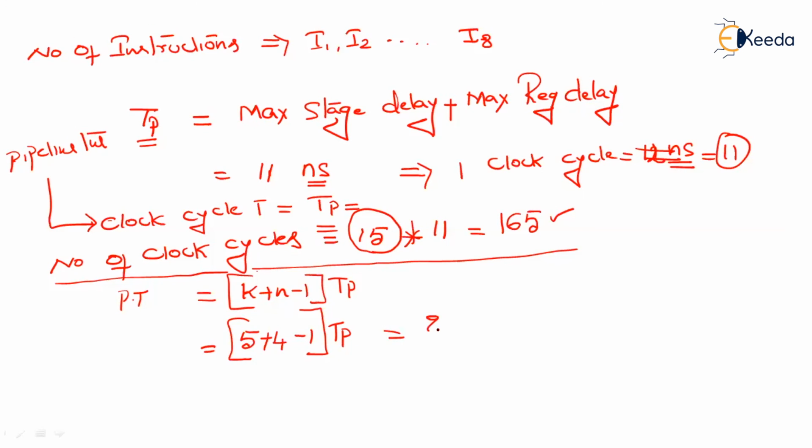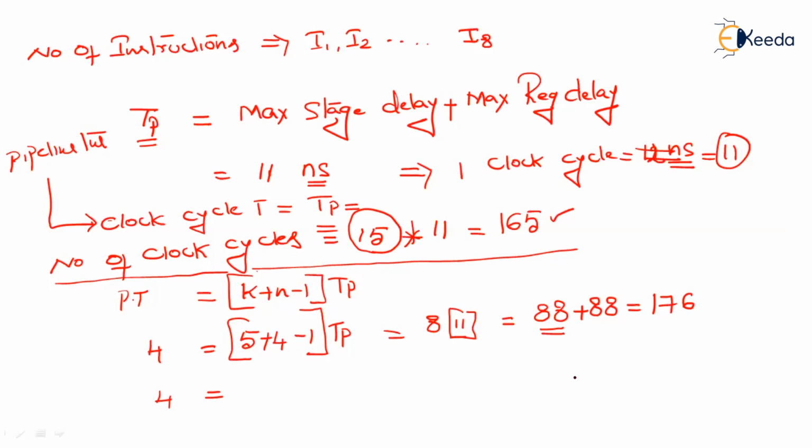That is equal to 8 into the clock cycle time, 11. 8 into 11 is equal to 88, so 88 nanoseconds are needed for the first 4 instructions. The next 4 instructions also take 5 plus 4 minus 1 into TP, which is 8 into 11, equal to 88. So we add both: 88 plus 88 is equal to 176.